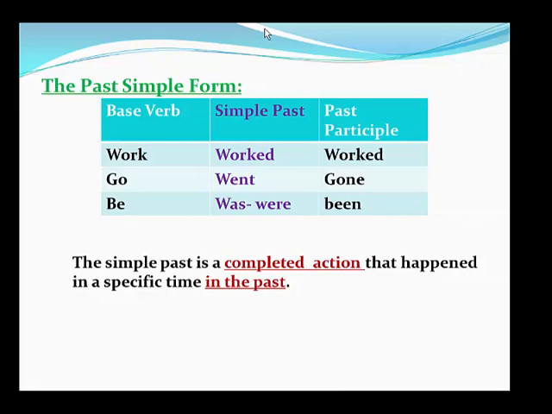بالنسبة للفعل الأول work يعتبر regular verb، خلافا للverb to go and be يعتبران irregular verb. لماذا؟ لأن الفعل يتغير، سواء في simple past يتغير went, past participle gone، وبي كذلك يتغير from the simple past to the past participle. The spelling is different.